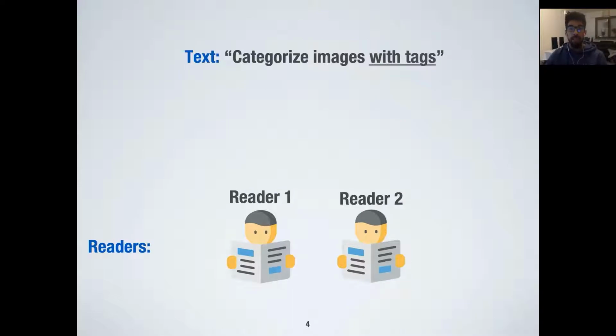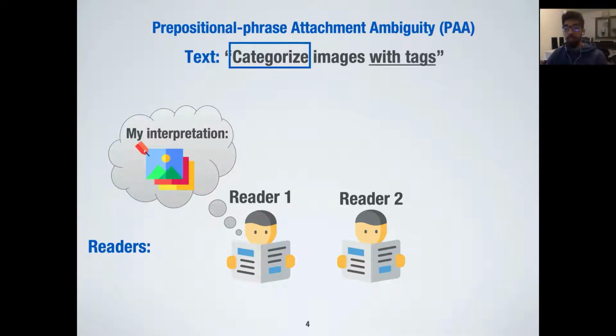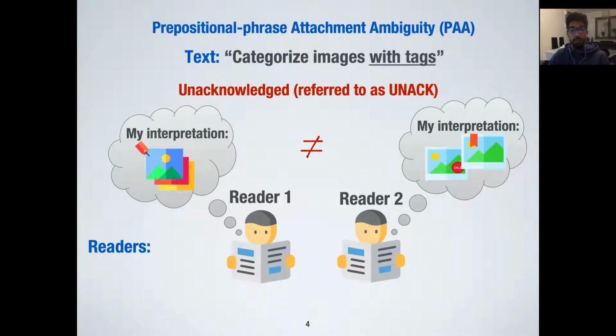This phrase has a prepositional phrase attachment ambiguity in it. It is unclear whether the prepositional phrase with tags is attached to the preceding verb categorize, meaning that we use the tags to categorize a set of images, or to the preceding noun images, meaning that we should categorize the images that have tags. In this case, the readers unconsciously disagree on the interpretation of the phrase without being aware of the ambiguity. We will refer to this type as unacknowledged ambiguity. Unacknowledged ambiguity is dangerous because it can be overlooked during a manual review.